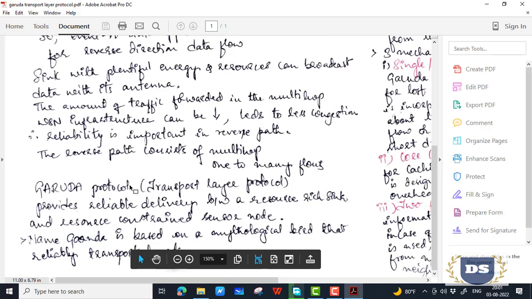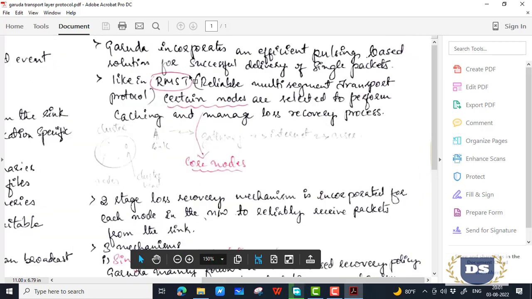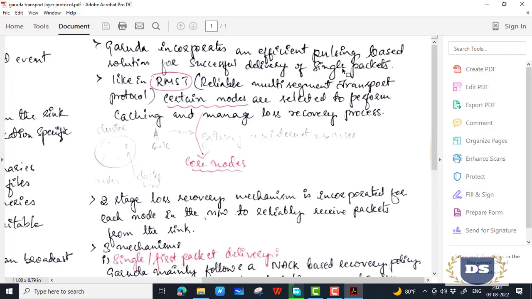Garuda protocol, which is a transport layer protocol, provides reliable delivery between a resource-rich sink and resource-constrained sensor nodes. The name Garuda is based on a mythological bird that reliably transported gods. Garuda incorporates an efficient pulsing-based solution for successful delivery of single packets, like an RMST, which stands for Reliable Multi-Segment Transport Protocol. Certain nodes are selected to perform caching and manage loss recovery processes.